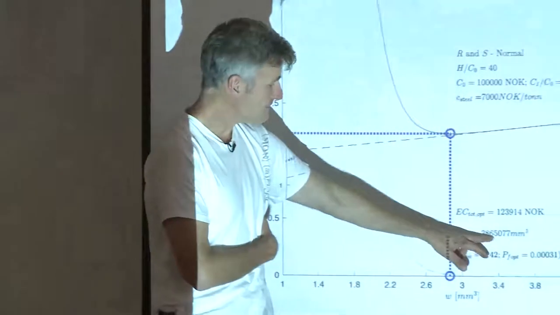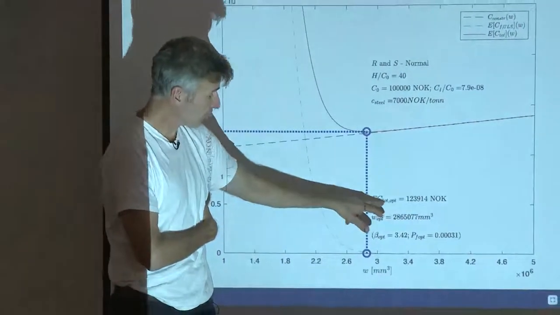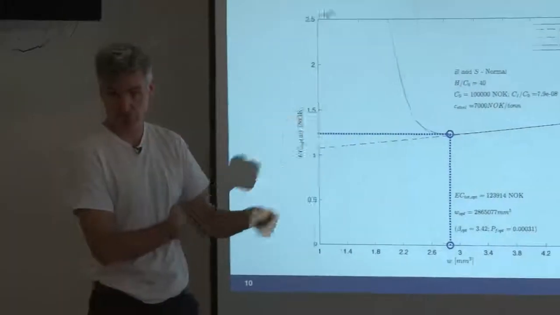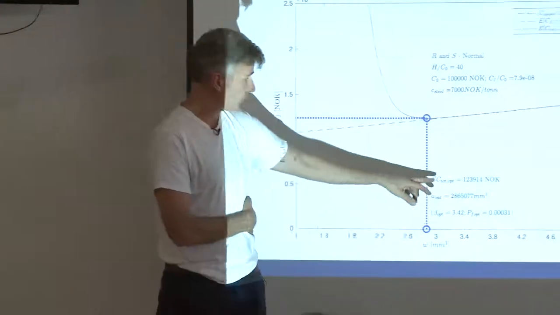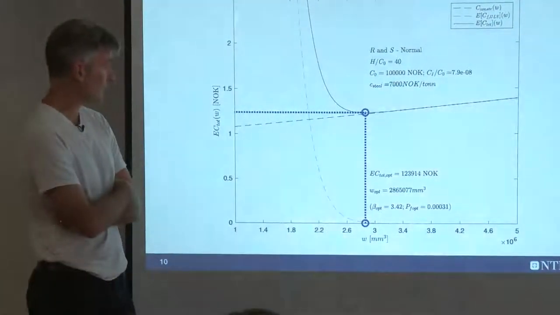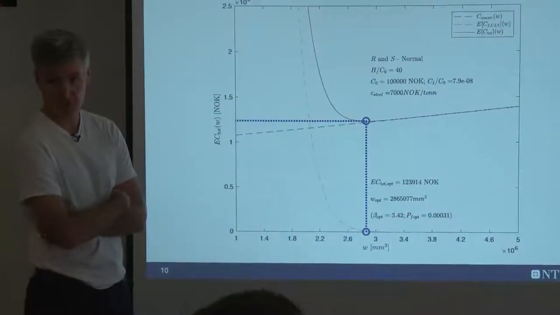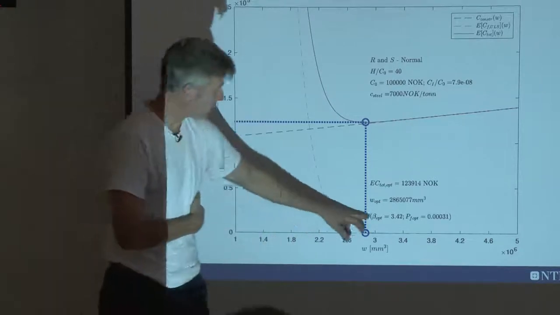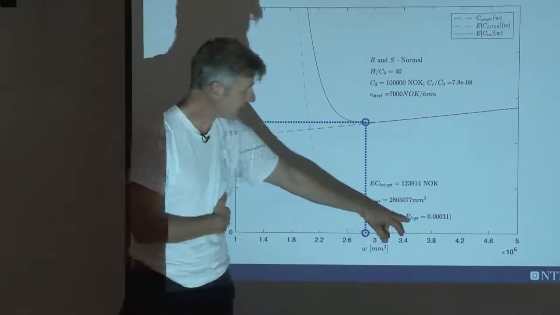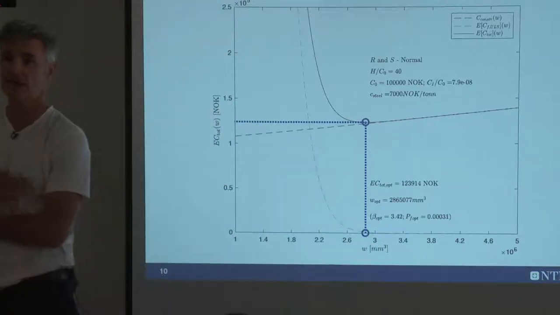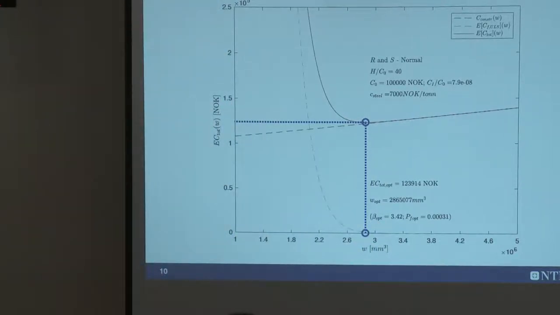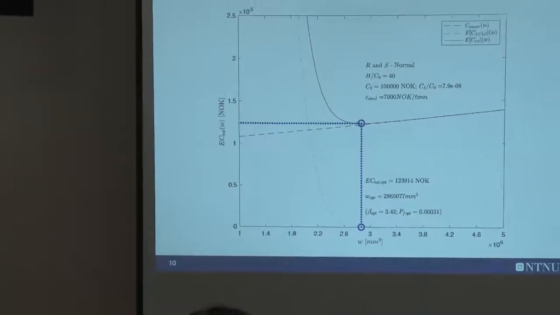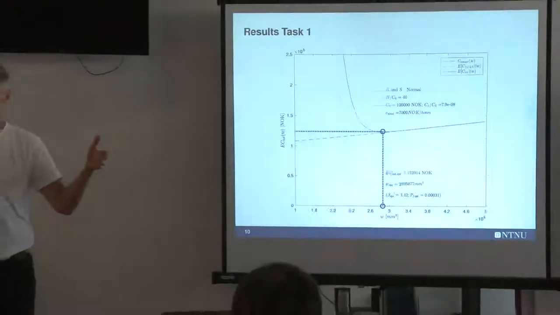What we get as a cost will be interesting in the further procedure of this task. The cost is specified as 133,914 Norwegian kroner. That's the minimal cost we can obtain. This is the absolute minimum we can get. And what we also get is an optimal beta index and the optimal failure probability. As we have given the load effect as a maximum of a 50-year period, also the failure probability and the beta index are associated to this 50-year reference period.